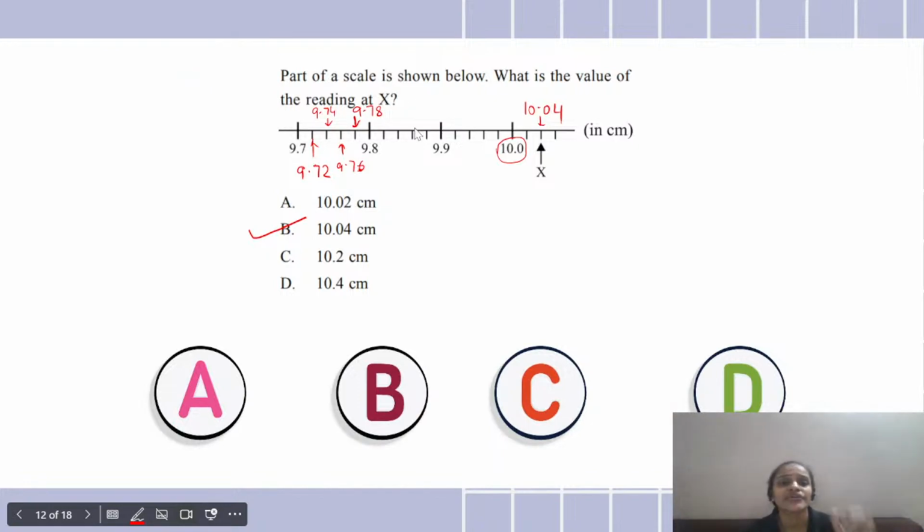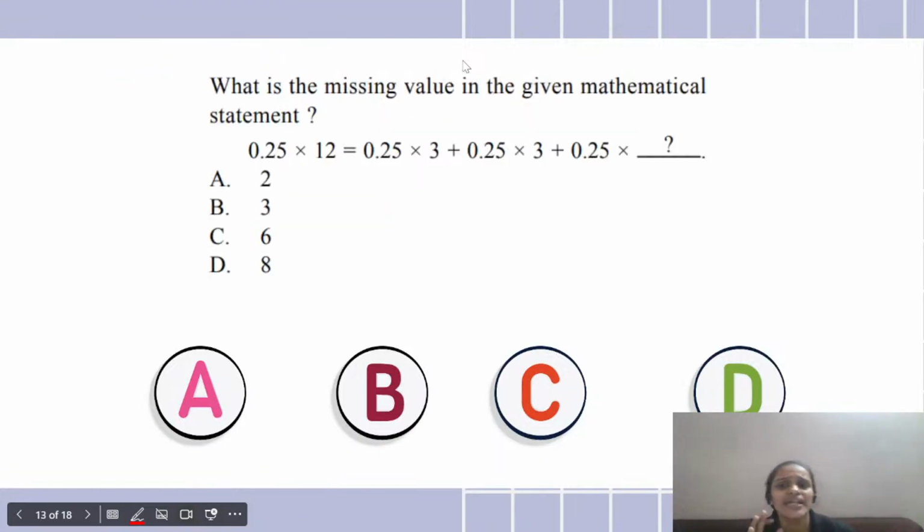Each line represents 0.02 of the divisions that are done. Okay. So accordingly, here x will be equal to 10.04, where I have B as the correct answer. All right. Okay. Let's move on to the last question for today because we just have 2 minutes before we wrap up.